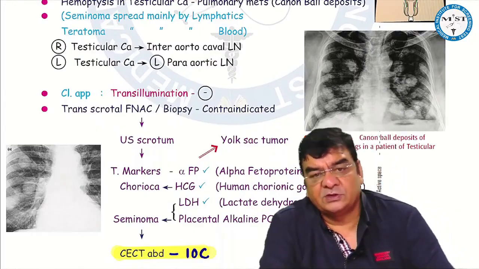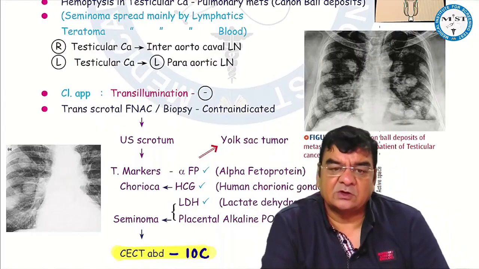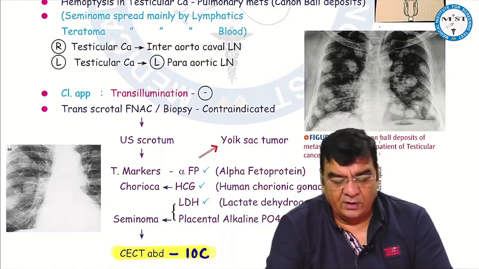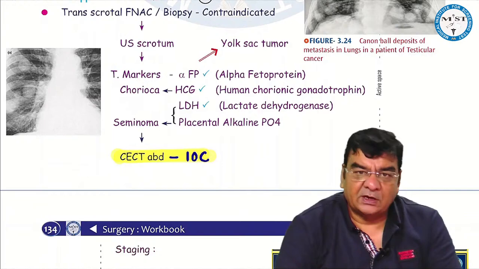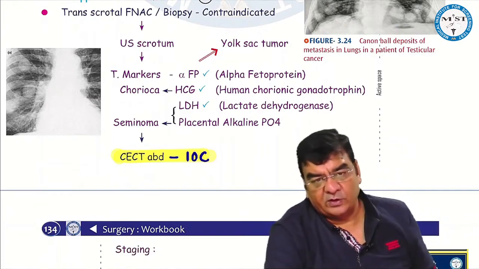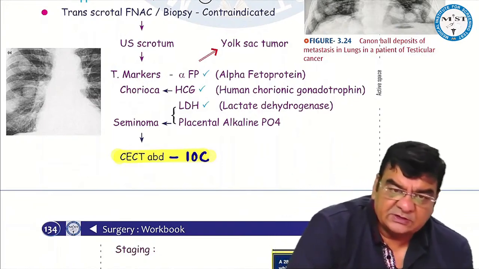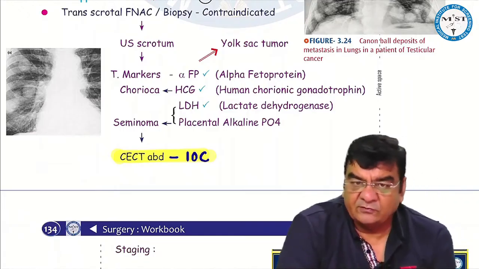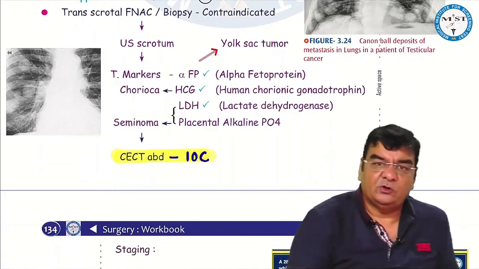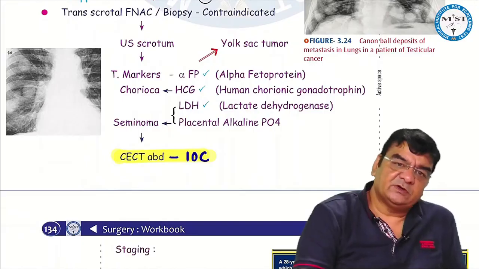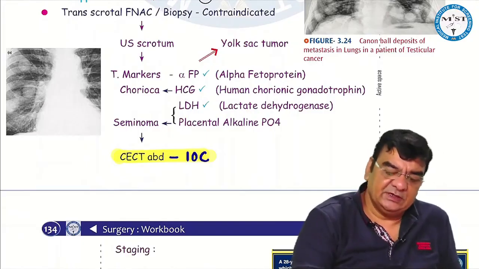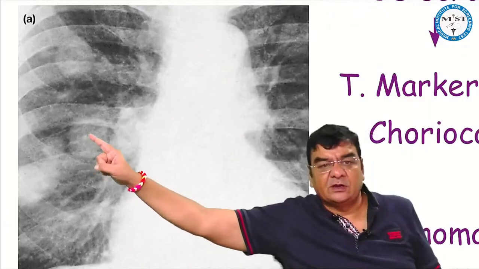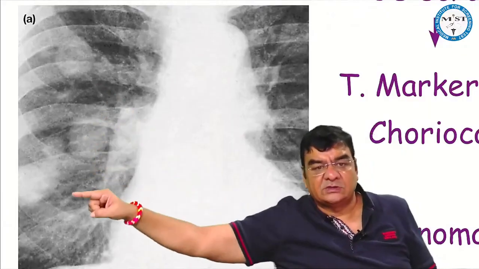So a better option would be to get the ultrasound of the scrotum done first to rule out whether it's a tumor or fluid. You can also take the help of tumor markers like alpha-fetoprotein raised in yolk sac tumors, HCG in choriocarcinomas, lactate dehydrogenase, and placental alkaline phosphatase, more so in seminomas. However, the investigation of choice will be CECT. Another image showing how these rounded opacities can look like cannonball deposits.